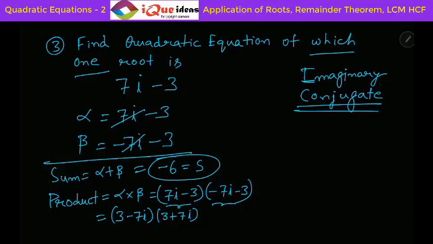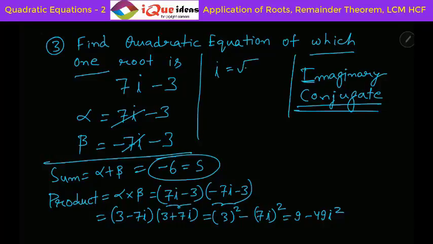So it is just 3 minus 7i into 3 plus 7i, which will be equal to, now this is a minus b into a plus b. So it is a square, that is 3 square, minus b square, that is 7i square. Now 3 square is 9 minus 7 square is 49 and i square. Now we must know that i is equal to square root of minus 1. That means i square is equal to minus 1. So 49 i square will become, it will become 9 minus 49 into minus 1. So it becomes 9 plus 49. Now 9 plus 49 is 58. So this is our product of roots.